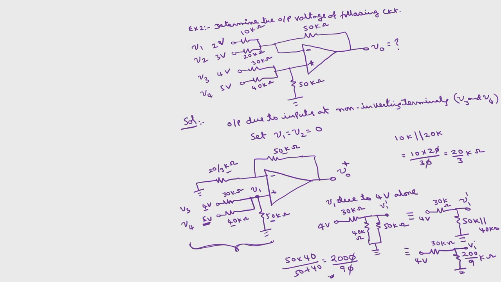Therefore, what is V1 dash? V1 dash is given by the input voltage 4 volts into 200 by 9 divided by the total resistance, 30 plus 200 by 9. This is equal to 800 divided by 270 plus 200, that is 470, which is equal to 80 by 47 volts. This is V1 dash.